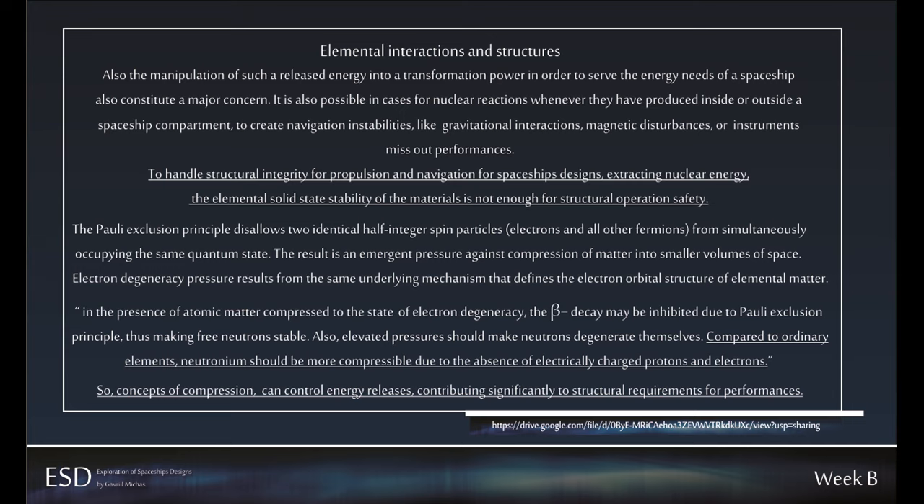Electron degeneracy pressure results from the same underlying mechanism that defines the electron orbital structure of elemental matter. In the presence of atomic matter compressed to the state of electron degeneracy, beta decay may be inhibited due to the Pauli exclusion principle, thus making free neutrons stable.